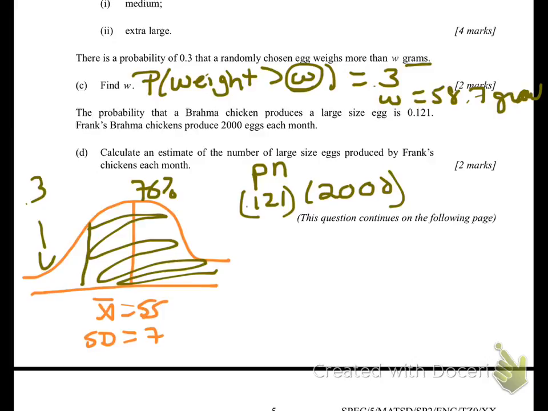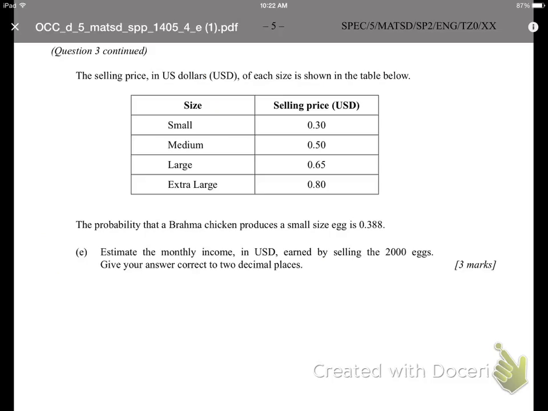Just let me get out my calculator. And I get 242 eggs. Okay, don't forget units. Okay, let's go over here to E. Now we're talking about selling price, and the probability that produces a small egg is 0.388. Estimate the monthly income by selling 2,000 eggs, and give your answer to 2 decimal places because we're talking about selling.